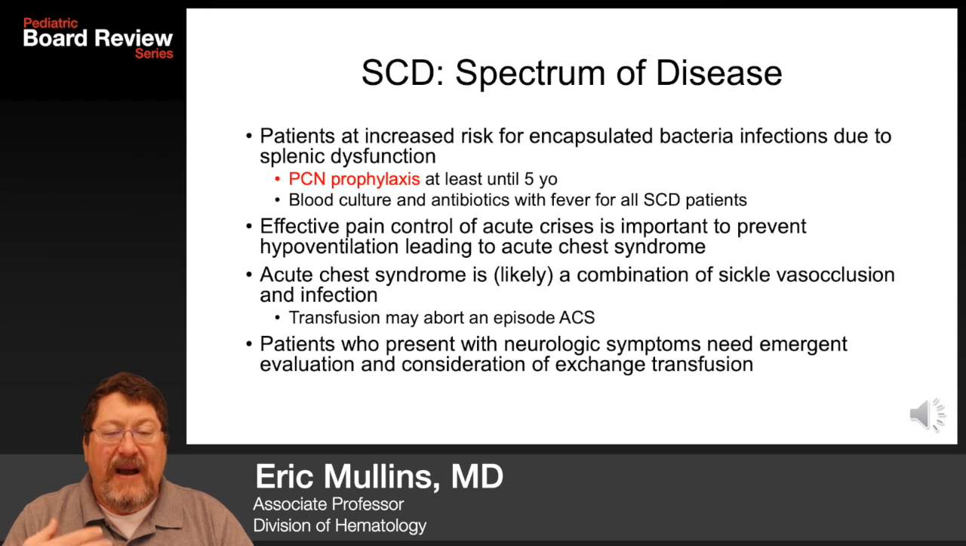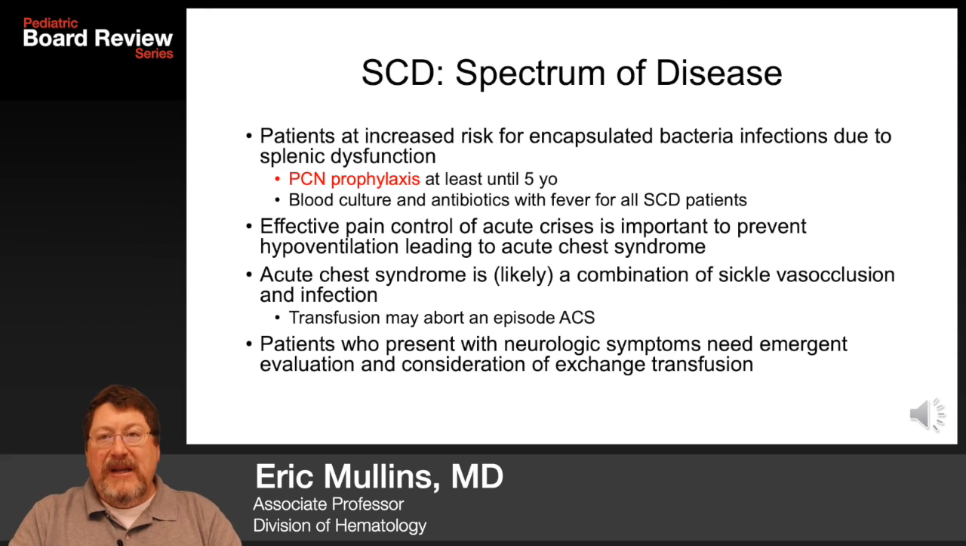So when you have someone with sickle cell disease, remember their spleen, even if they haven't fully auto-infarcted it yet, is not normal. And so they are at risk for encapsulated bacterial infections. And we recommend penicillin prophylaxis until at least age 5. Once they get to 5, we let the parents decide if they want to continue or not. In anyone with sickle cell disease and fever, you should get a blood culture, and they should receive antibiotics because of the risk of bacterial sepsis.